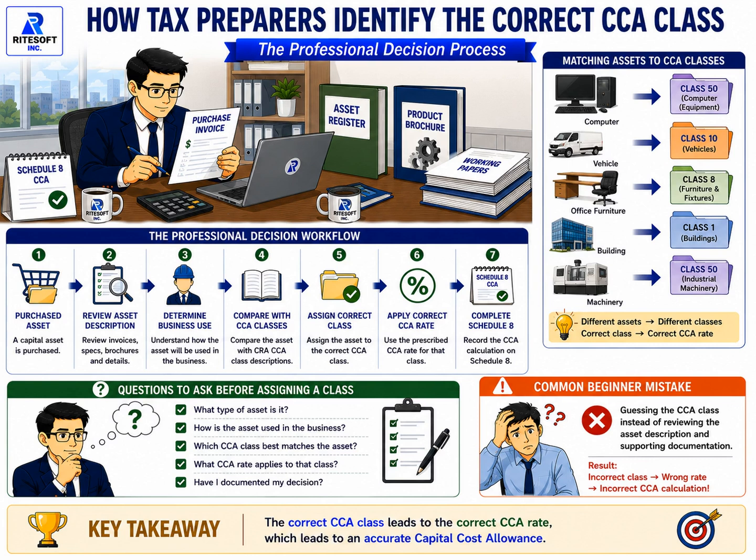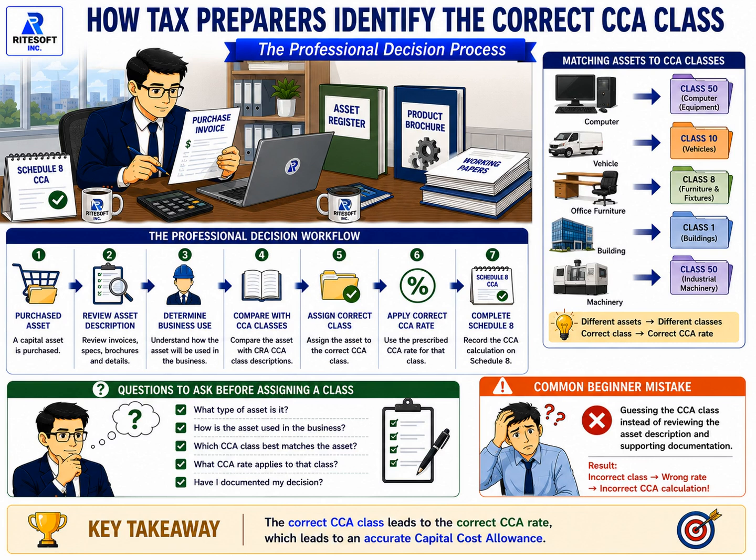Once the asset has been acquired, the tax preparer carefully reviews the asset description. This information usually comes from the purchase invoice, product specifications, manufacturer documentation, or other supporting records. The goal is to understand exactly what the corporation has purchased. Next, consider how the asset will be used in the business. The business use of the asset often helps determine which CCA class is appropriate.